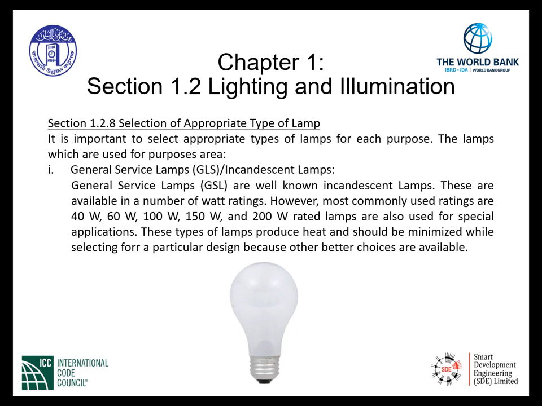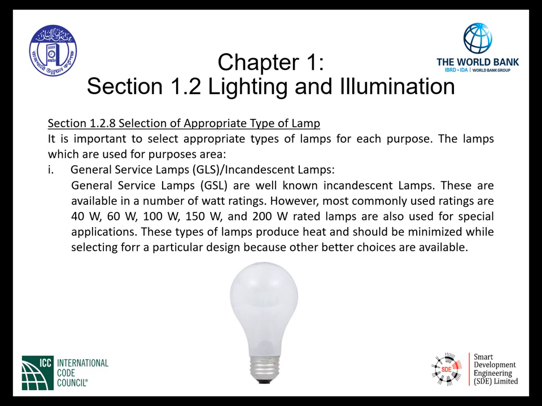Section 1.2.8, selection of appropriate type of lamp. It is important to understand appropriate types of lamps for each purpose. The lamps which are used for these areas are as follows. General service lamps, incandescent lamps. General service lamps are well known. Incandescent lamps are available in a number of wattage ratings. However, the most commonly used ratings are 40 watt, 60 watt, 100 watt, 150 watt, and 200 watt rated lamps are also used for special applications.